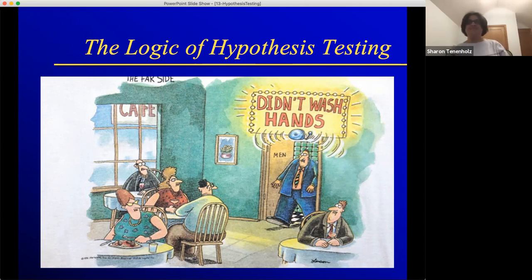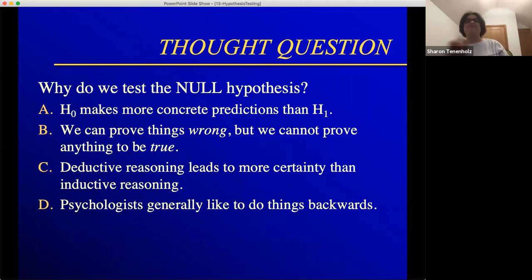But here's what I was trying to leave you with. A thought question. And I'm not going to ask you in this moment, but we will come back to this next day. Why do we test the null hypothesis? Think on that, and we will have that as our opening question for next class.